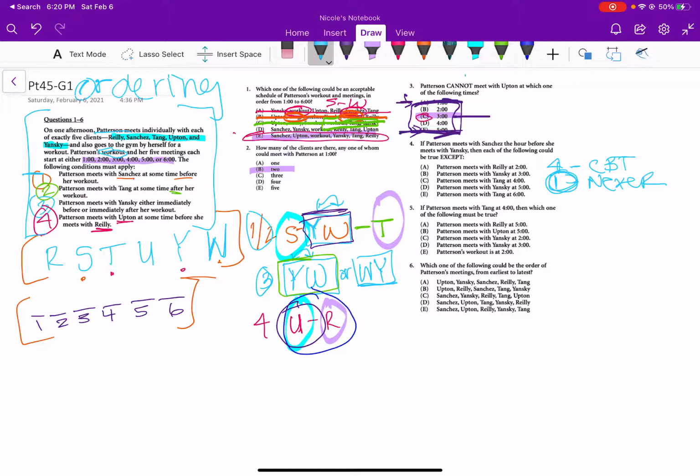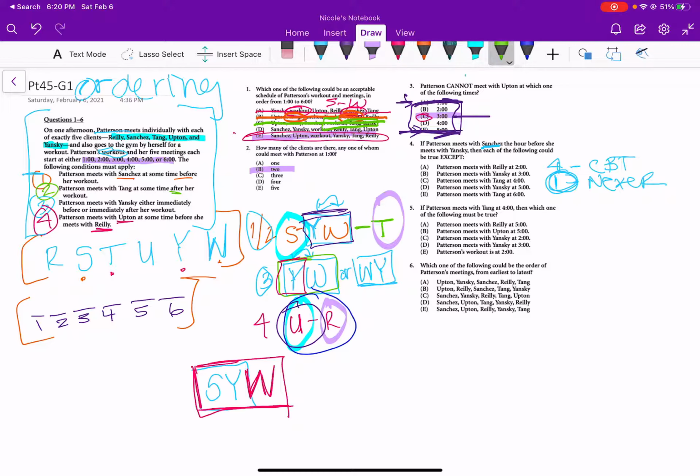It says if P meets with S the hour before she meets with Y. So what this means is she's meeting with S right before Y. So this is going to be a block. You're going right next to each other. Now I want to think about, what does this trigger in my other rules? Well, what do we know about Y? We know that it has to be right next to W. So we know that W now is going to go right here. And this is all going to be a block that these three have to go next to each other no matter what.